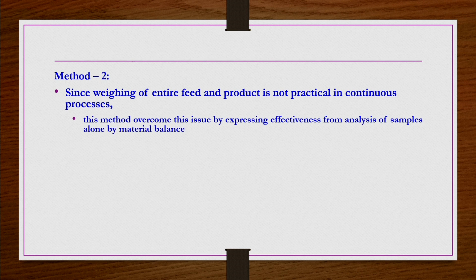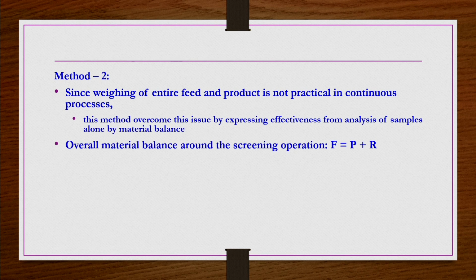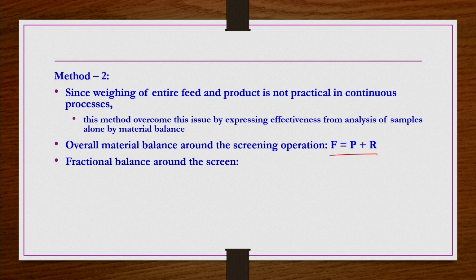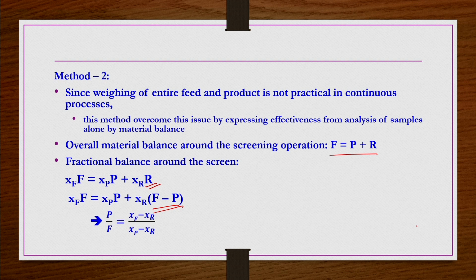So, how do we do it here? We do it by a simple material balance. If you do an overall material balance, the feed that is coming is being separated into the product and the rejectant, right. Then if you do the fractional balance for the material around the screen, you have XF multiplied by F equals XP multiplied by P plus XR multiplied by R. Now, here you can write R equals F minus P, then you can rearrange this equation. So, you get P by F equals XF minus XR divided by XP minus XR, that is it.